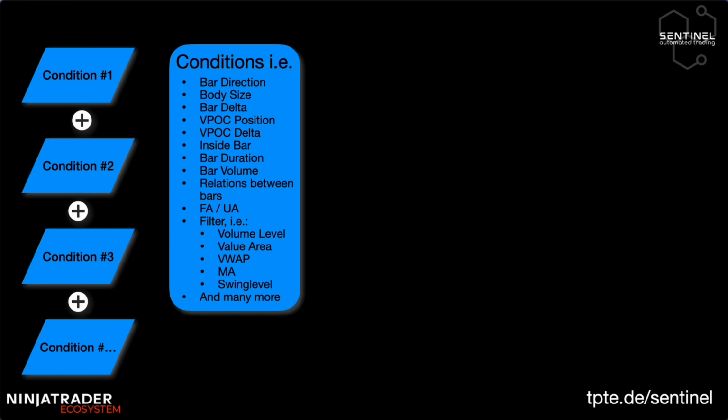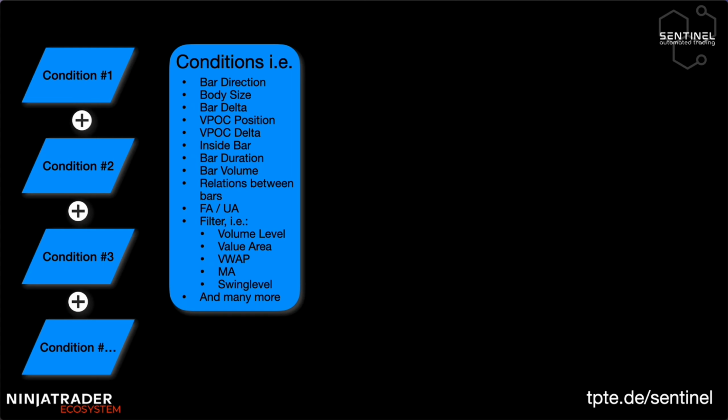For up to 2 bars in a row, I can also filter when I do not want to have a signal, for example, near a volume level such as the daily POC, or near the value area high or low. I can also include the VWAP or various moving averages, i.e. EMA, SMA, TMA, various things. I can also use swing levels, which I can display as a filter and also as a signal generator, and much, much more. We have well over 100 possible conditions that we can use.